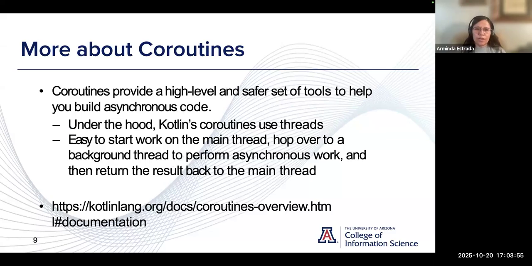So coroutines provide a high-level and safer set of tools to help you build asynchronous code. So under the hood, what's happening? Kotlin's coroutines use threads. And it's easy to start work on the main thread, hop over to a background thread, perform asynchronous work, and then return the results back to the main thread. Coroutines are pretty much the ones using the background threads that we need to get things done.